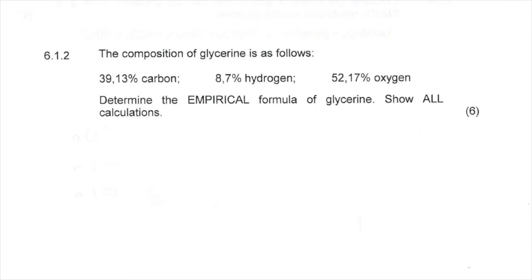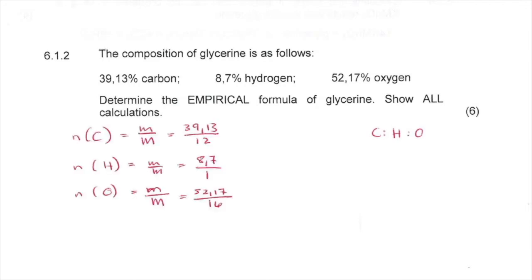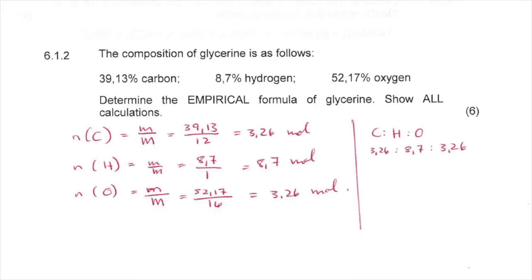And to get the empirical formula, I need to get them in the ratio C to H to O, but that is not a mass ratio. That is a particle or a mole ratio. So I first need to convert the grams to moles so that I can use this. So I'm taking my mass and dividing by the molar mass for carbon, hydrogen, and oxygen to get the number of moles. And then I can put them in the ratio C to H to O. So we ended up with 3.26, 8.7, and 3.26.